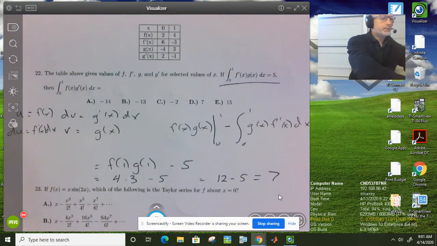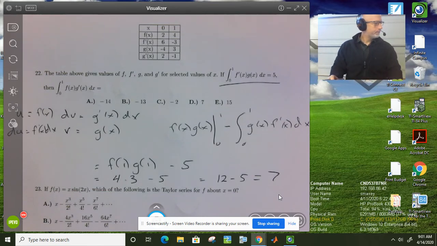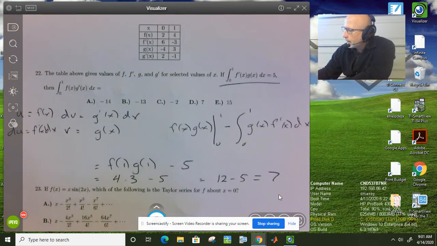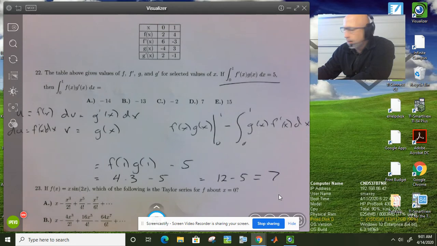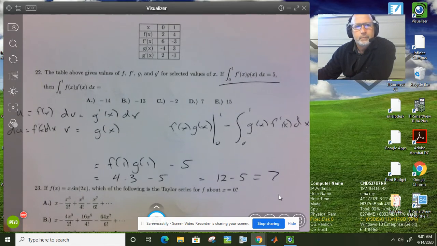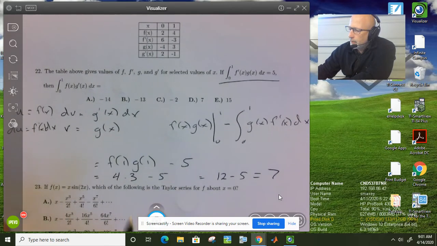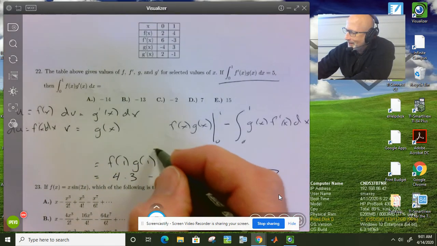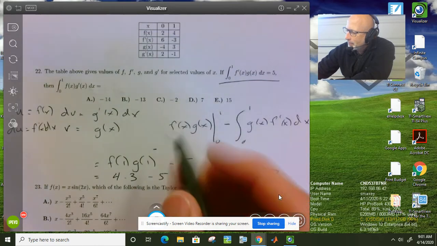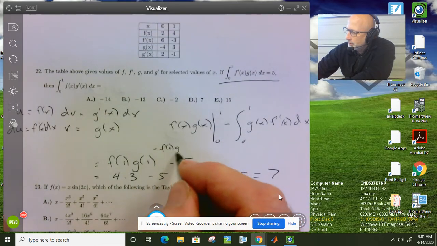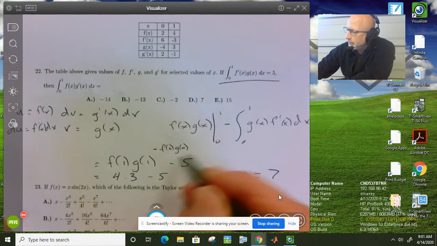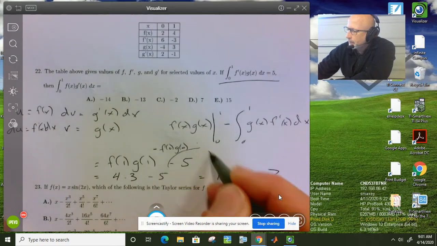Sorry, I just want to double check my work here and make sure I'm doing it correctly. Oh, yeah. I didn't do that right, did I? You see what I did wrong? Okay, it's right here. I did f of 1, g of 1, but then it should have been minus. I have to plug in the bottom limit. F of 0, g of 0. I apologize. And then we have minus 5.